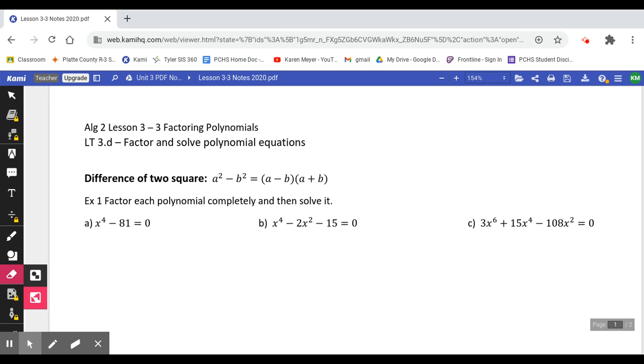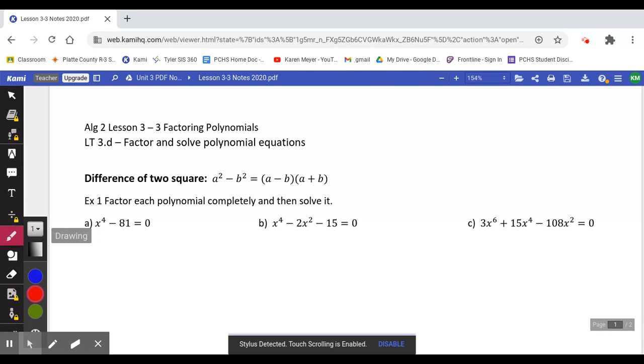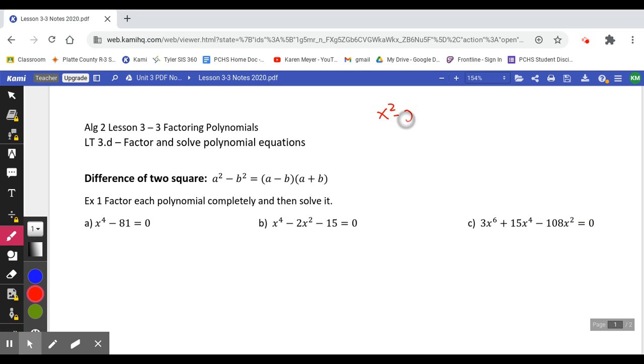Hi, today we're going to talk about factoring polynomials, and then we're also going to be solving some polynomials. So before we jump in with anything new, I'm just going to do a little review problem up here above. So I'm going to add in, what if I looked at having x squared minus 25 as my problem?